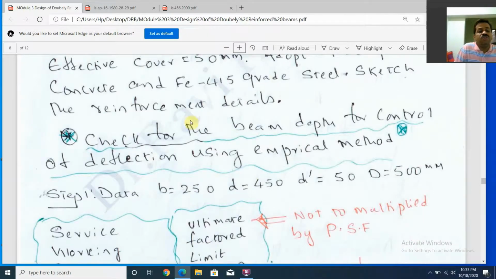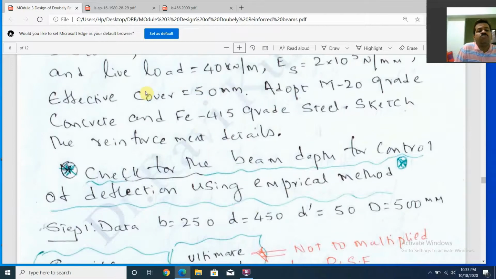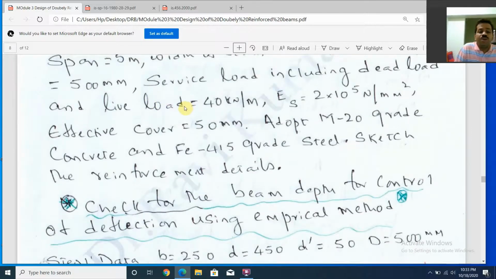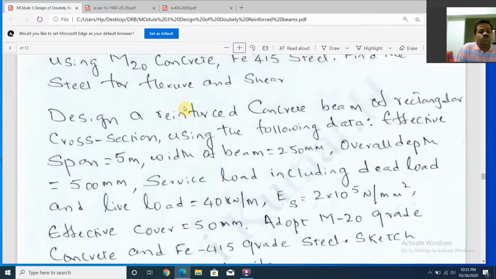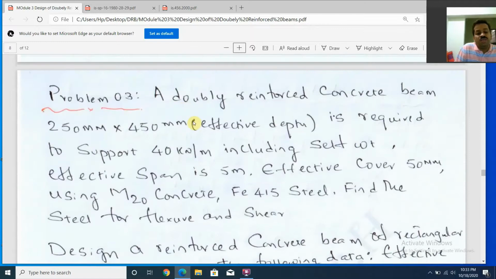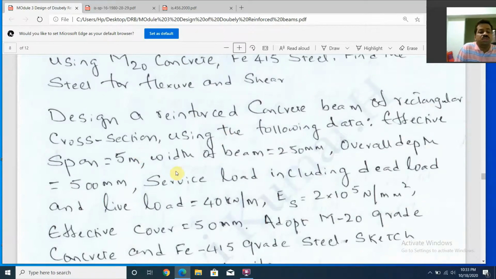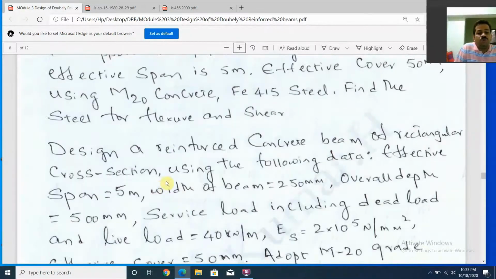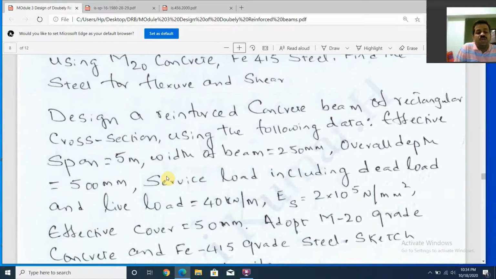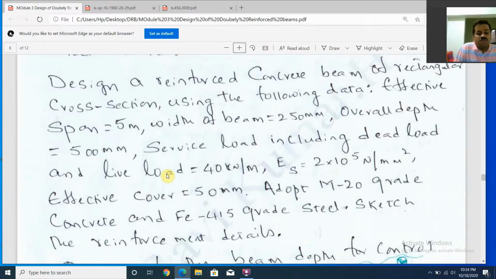So first, we shall note that the beam should be designed for bending moment as well as shear force. The first question is: design a doubly reinforced beam. In the second problem nothing is stated, but whenever breadth and overall depth are given in the problem, that means it is a doubly reinforced section. So both problems are of the same kind. The only special thing in this problem is that Young's modulus of steel is given here.